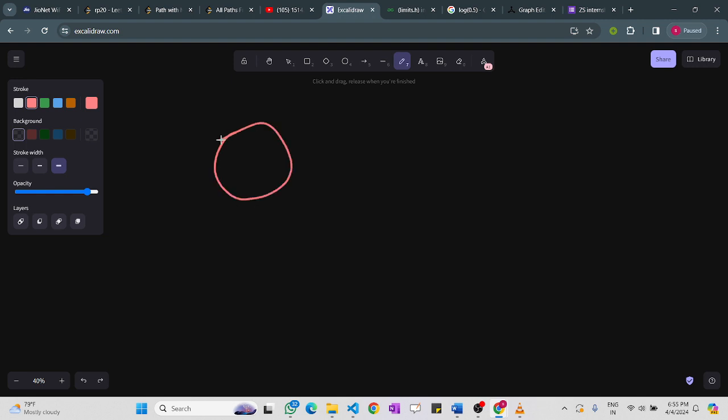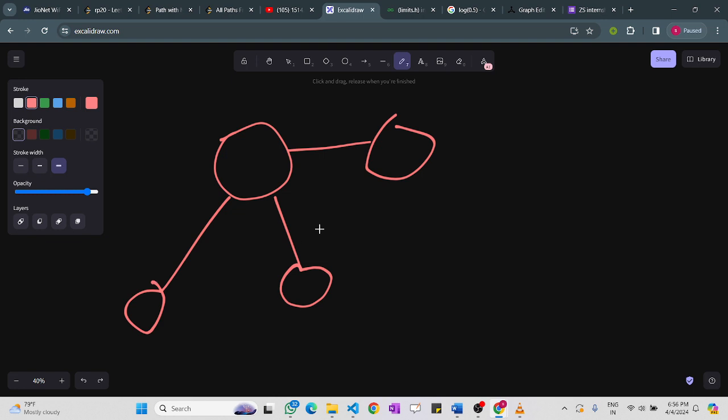Suppose this is the source node, and from this source node there are a lot of nodes. In order to reach from this node to this node, the given probability is P1. In order to reach from this to this node, the given probability is P2, and from this to this node, the given probability is P3.